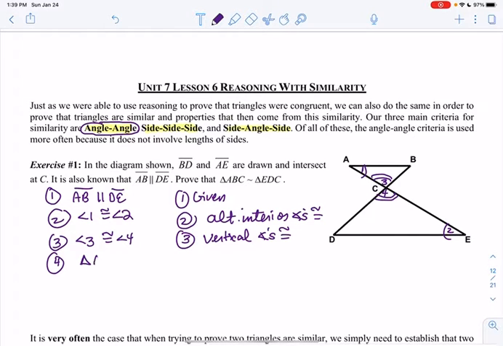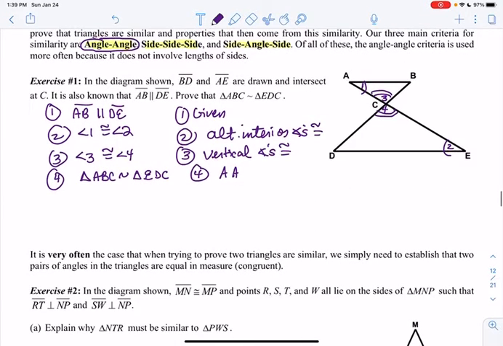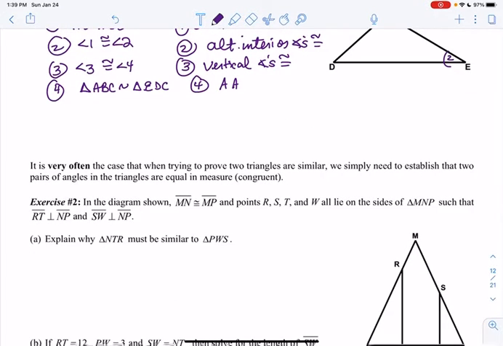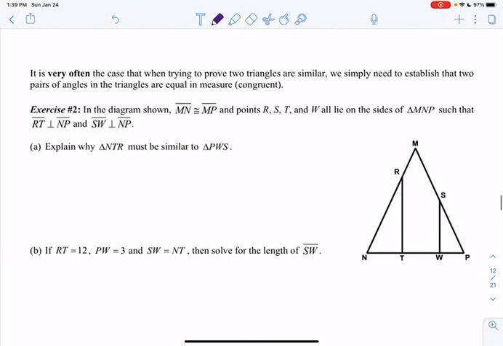And therefore my triangles are similar to each other. So triangle ABC is similar to triangle EDC, and the reason is simply angle, angle. I have two angles of one triangle congruent to two angles of the other triangle. So the triangles are similar. Their angles are congruent. Their sides are in proportion. All right. So very often, when trying to prove that two triangles are similar, we simply need to establish that two pairs of angles in the triangles are equal in measure. And that's the way that we're always going to be doing it.